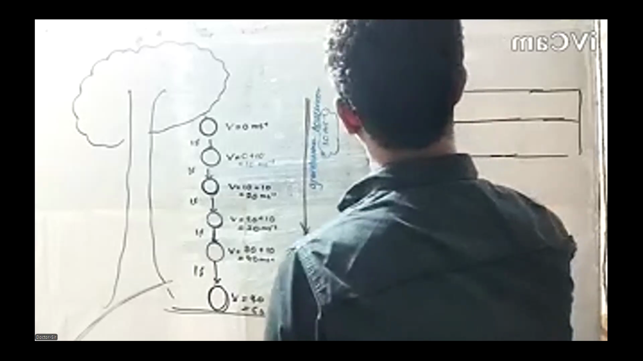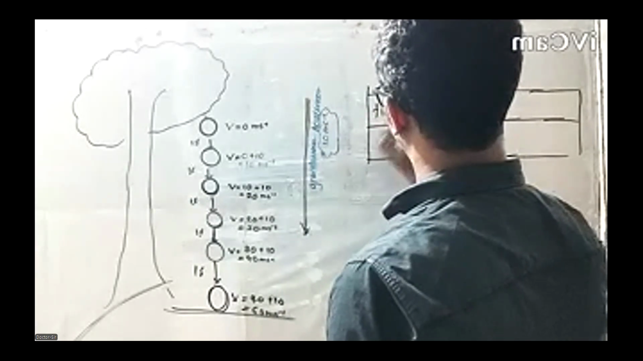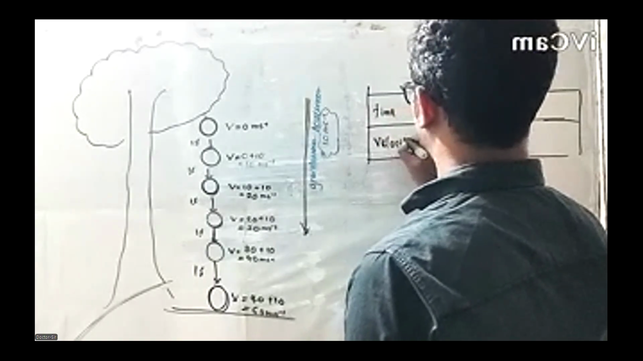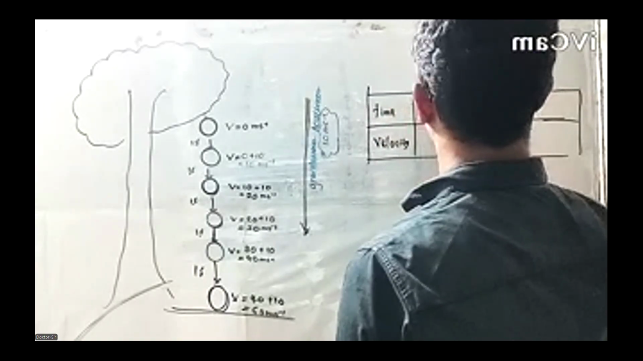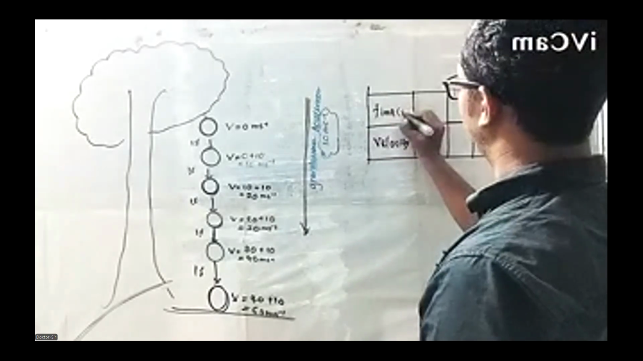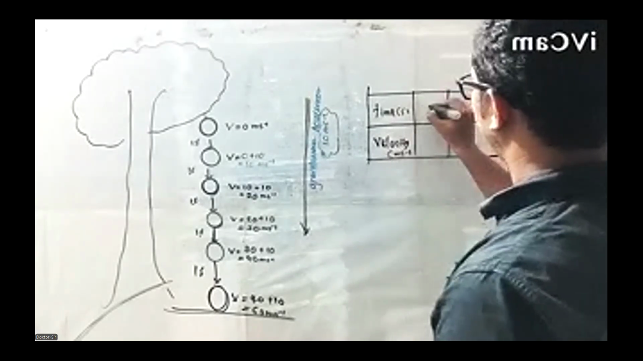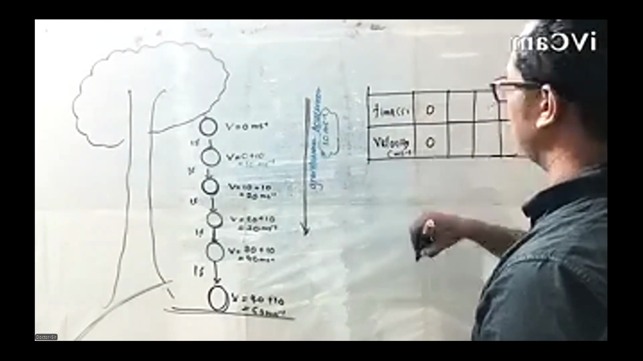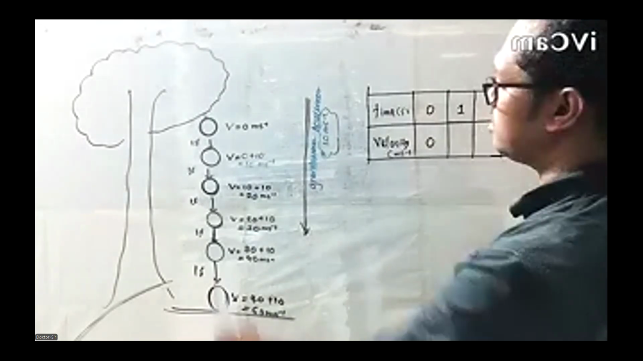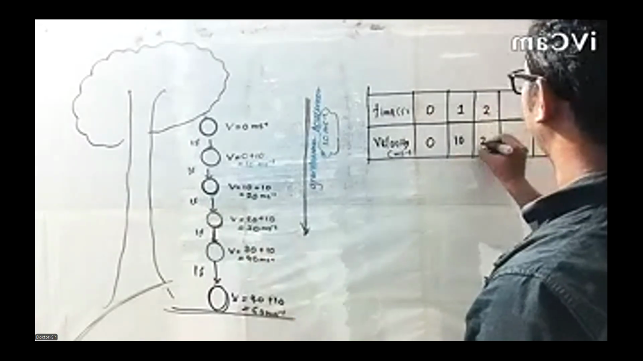Okay. So we need velocity and time, right? So we will draw the table. Time I will represent in seconds, velocity in ms minus 1. Initially, 0 time, 0 velocity. If 1 second passes, velocity is 10. If 2 seconds pass, it will be 20.